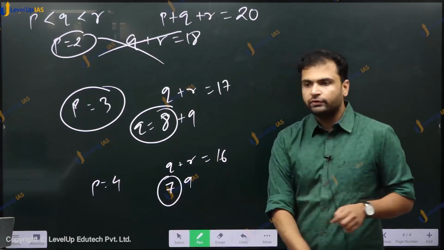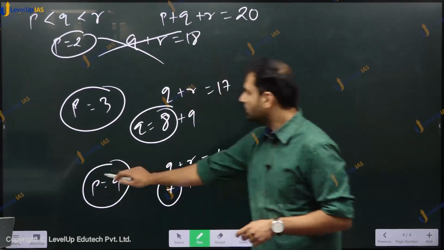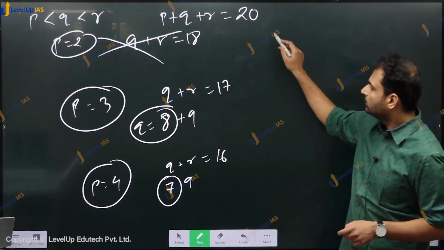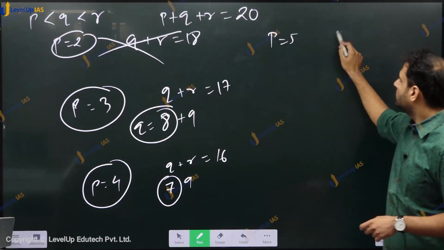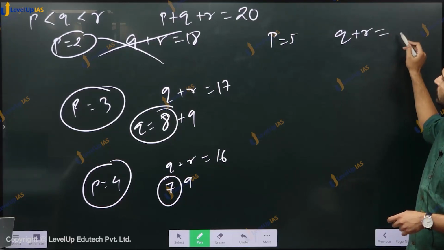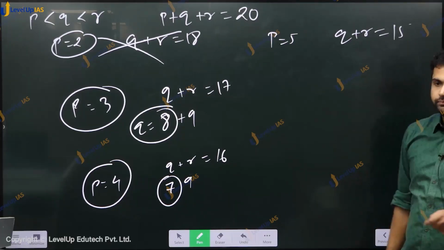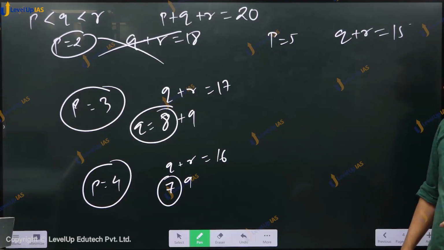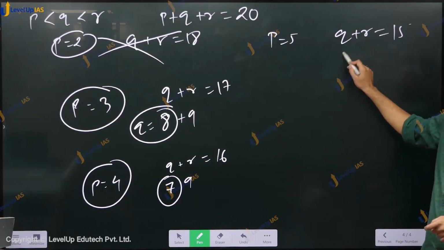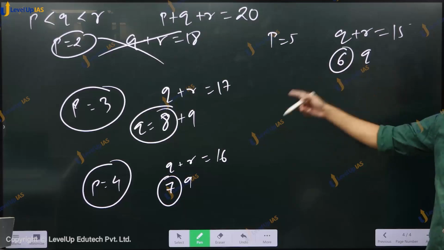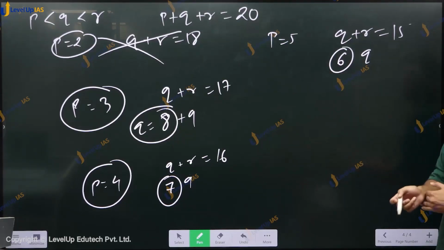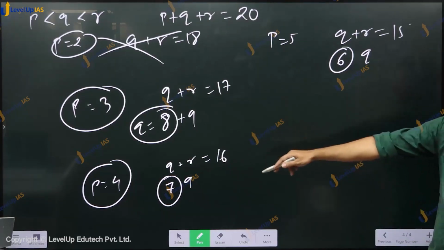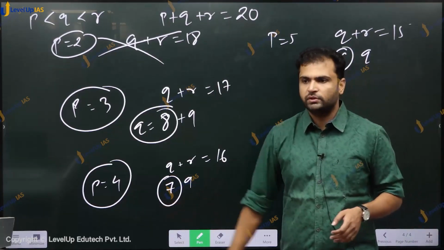So we have another value of Q. P is equal to 4, that was on the last page. Next case, P is equal to 5. Then Q plus R is equal to 15. We can have 6, 9. 6 is a new value of Q. 7 is already considered, 7 plus 8, but we know that Q can be 7.